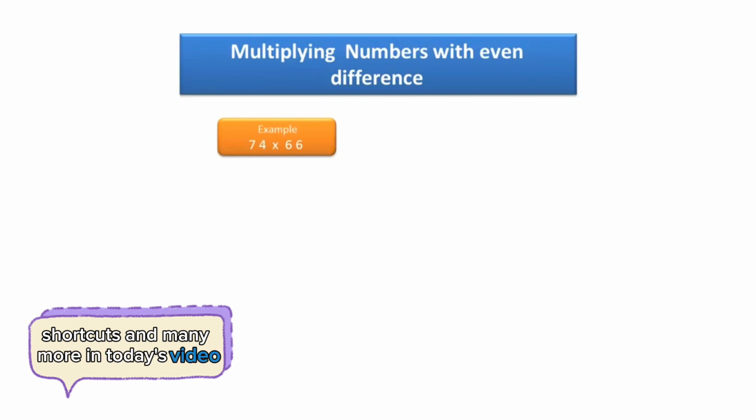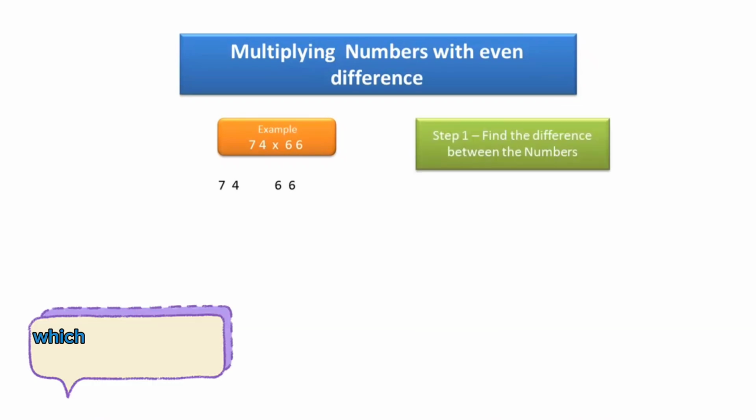In today's video, we'll learn a faster way to multiply numbers with even difference. In this example, 74 times 66. Step 1. Find the difference between the numbers, which for our example should be even. So 74 minus 66 equals 8.